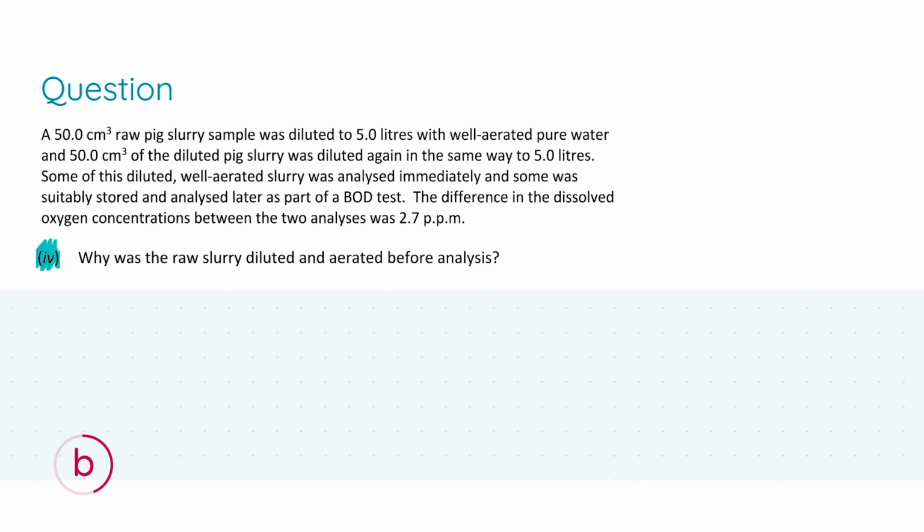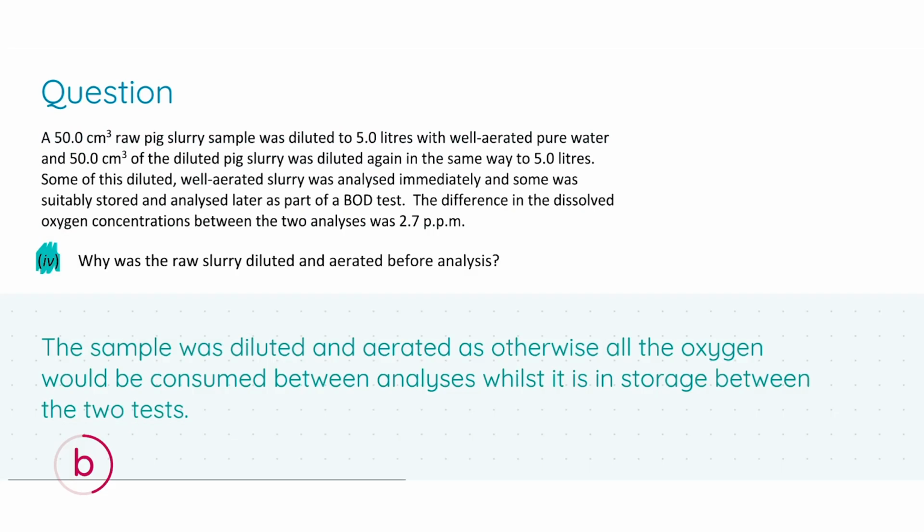In part 4, we were asked, why was the raw slurry diluted and aerated before analysis? The sample was diluted and aerated, otherwise all the oxygen would be consumed between the analyses whilst it was kept in storage between the 2 tests.